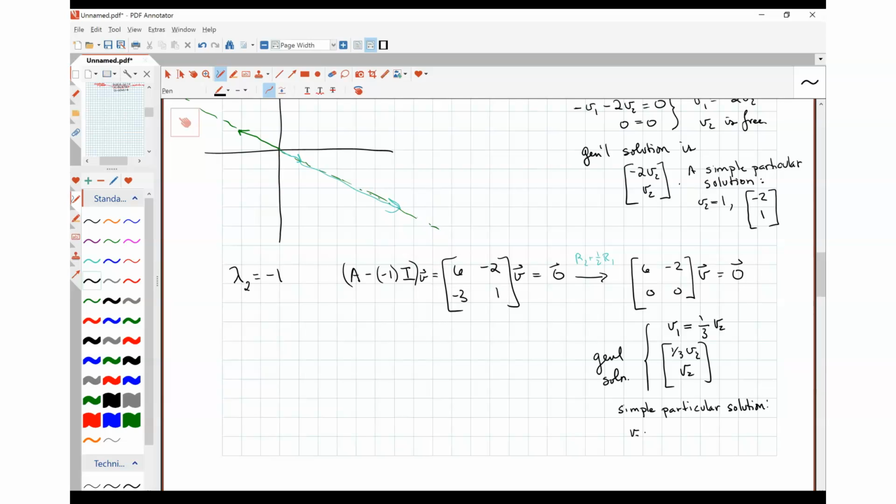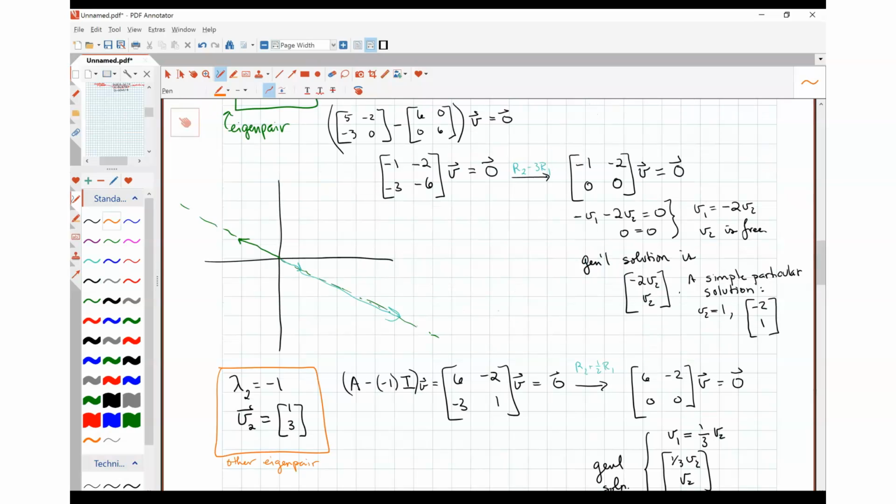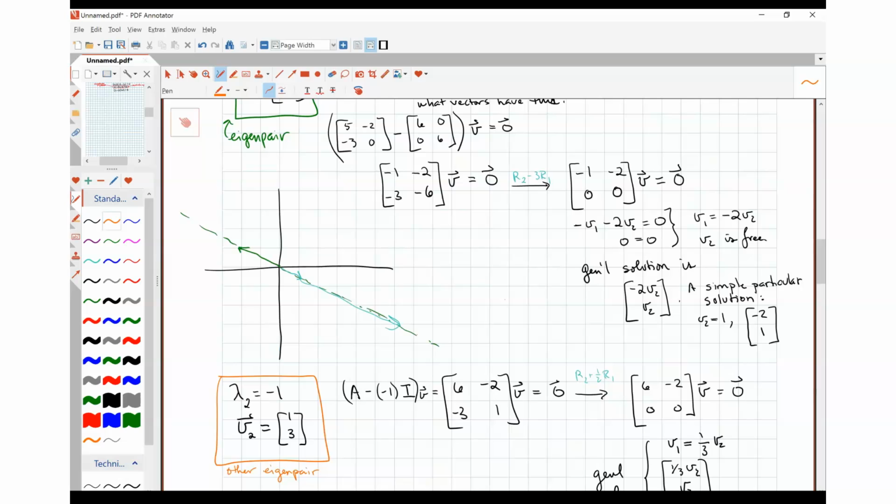So v2 is set to 3. Then my eigenvector will be 1, 3. And that's going to be my other eigenvector, 1, 3. So now that tells me something also about this transformation. If I look at this other direction, that's an important direction, described by the vector 1, 3.